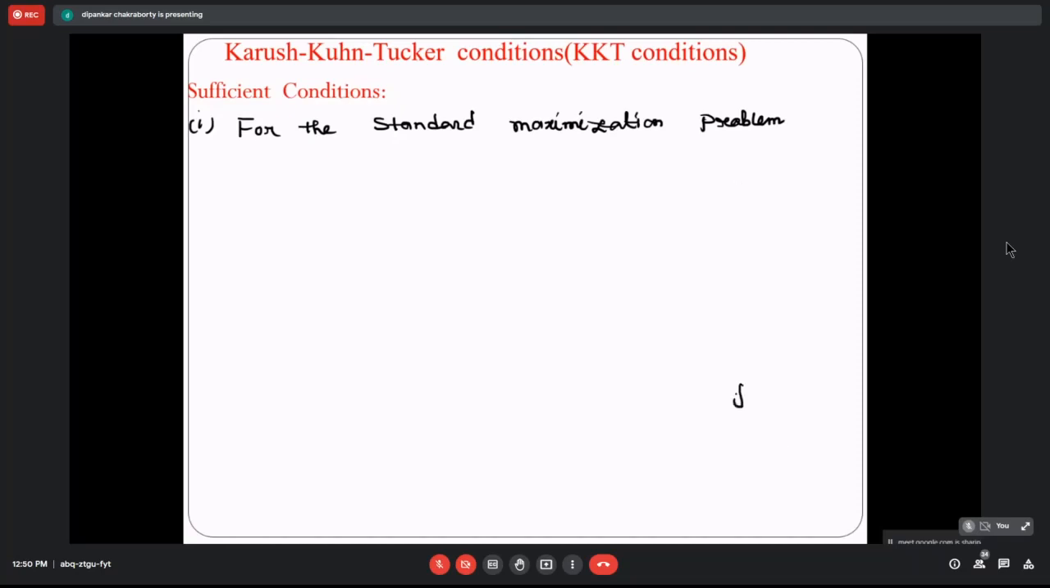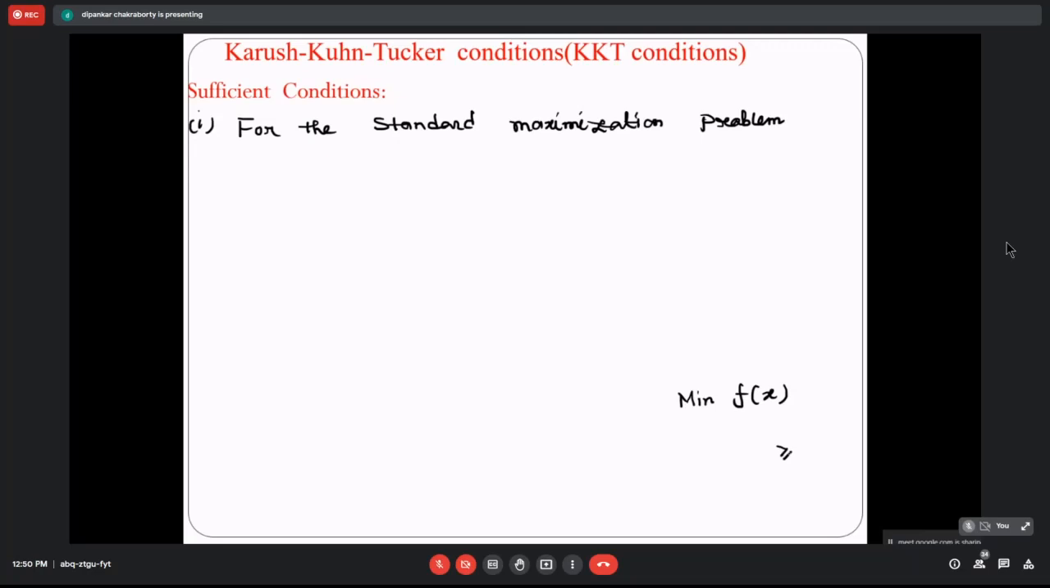Where the objective function is going to be maximized and the constraints are less than or equal to type. This type of problem is called a standard maximization problem. Standard minimization problem means the objective function is going to be minimized and the constraints are greater than or equal to type. Okay to all of you? What type of problem will be called a standard maximization problem? What type of problem will be called a standard minimization problem? Is it okay?